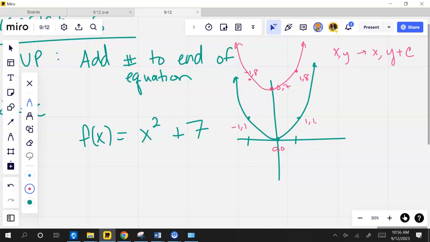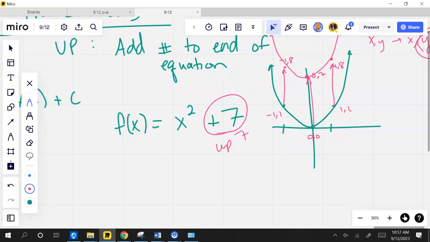Does that make sense? Okay, where did I lose you? Because it's hooked onto the end, this says move it up 7. Every point slides up 7, up 7, up 7. To move up 7, I'm changing the y coordinate, not the x coordinate. Does that make sense? Okay.